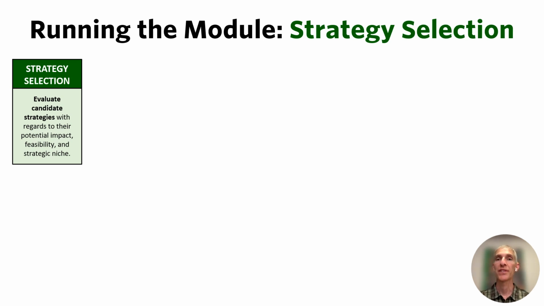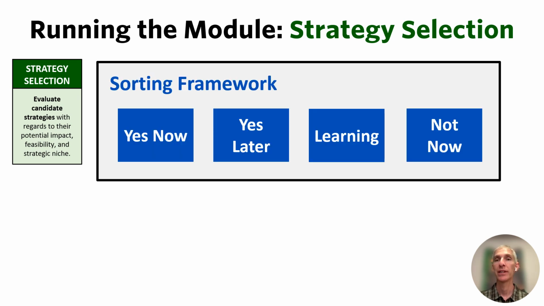The final process is strategy selection. This is where a team takes a set of candidate strategies and works through a structured process to choose which strategy or set of strategies to implement, and the rationale behind that decision. The discussion is oriented around a sorting framework comprised of 4 options. Decisions should be made at the level of each candidate strategy, and where appropriate, also for the key components or actions outlined in the strategy table.